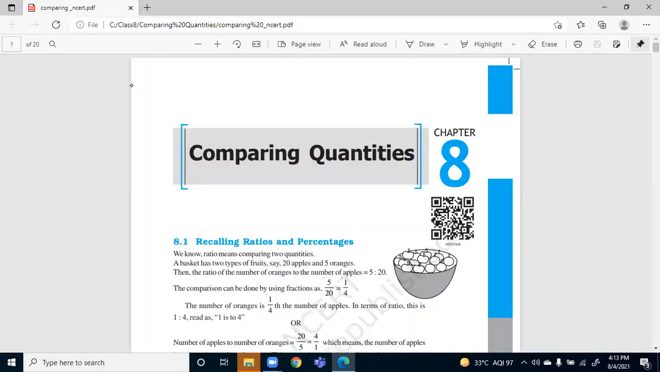So the name of the chapter is Comparing Quantities. So you have not done that ratio part, Dhriti? No, ma'am, we have just started the chapter. So firstly, we are doing percentage. Okay, that is the first class, you mean to say. Yes, ma'am. Okay, okay.